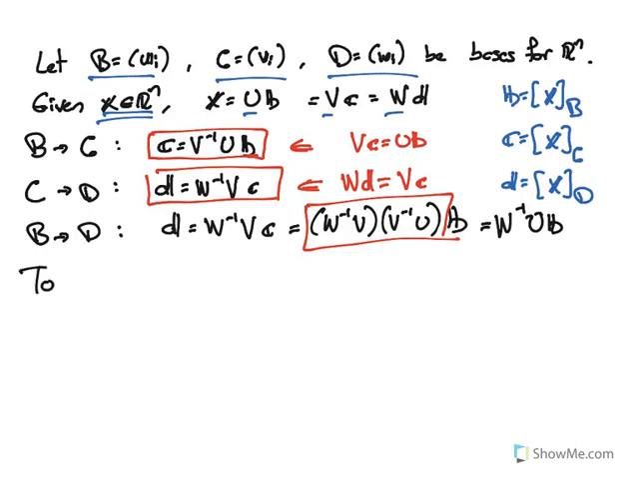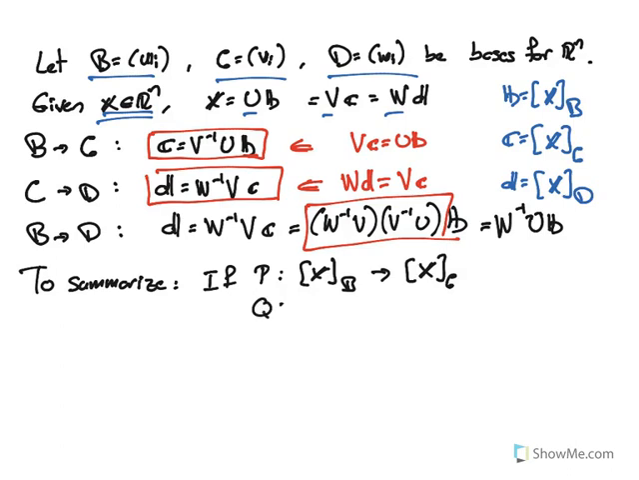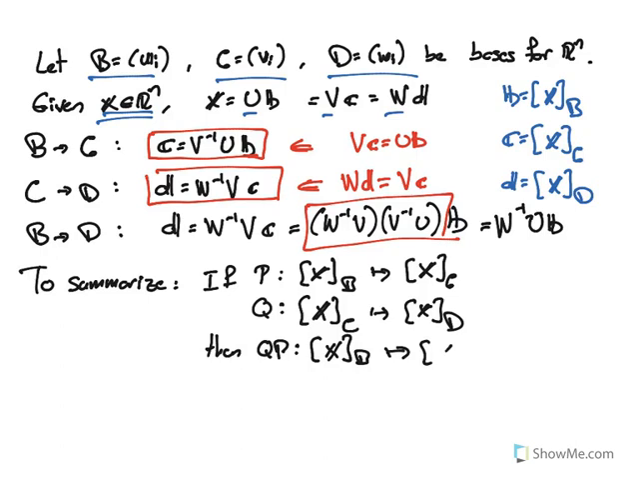So to summarize, if P is the matrix that takes you from the B expansions to the C expansions, and Q is the one that takes you from the C expansions to the D expansions, then Q times P is what takes you from the B expansions directly to the D expansions.